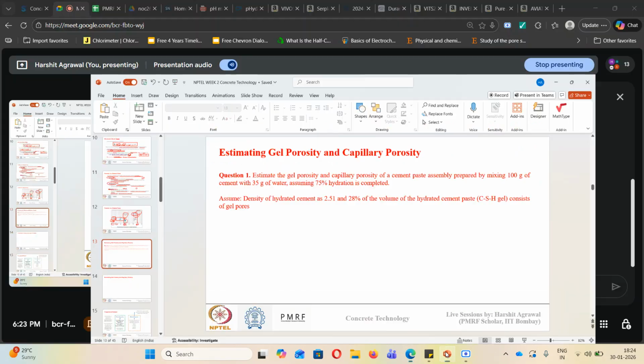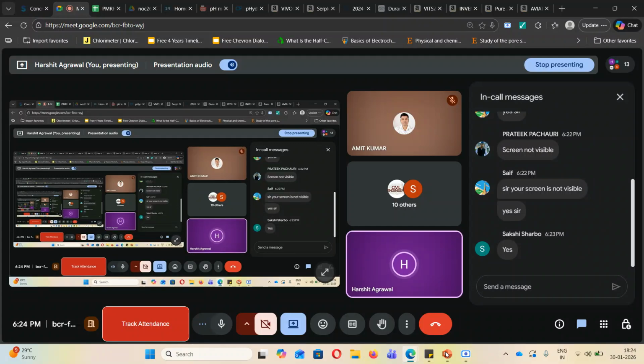Everyone was able to hear the session till now, right? Before the slide, whatever discussion I did on porosity and water, or during that time also the screen went off. Can anyone tell me whether you were able to see those slides?